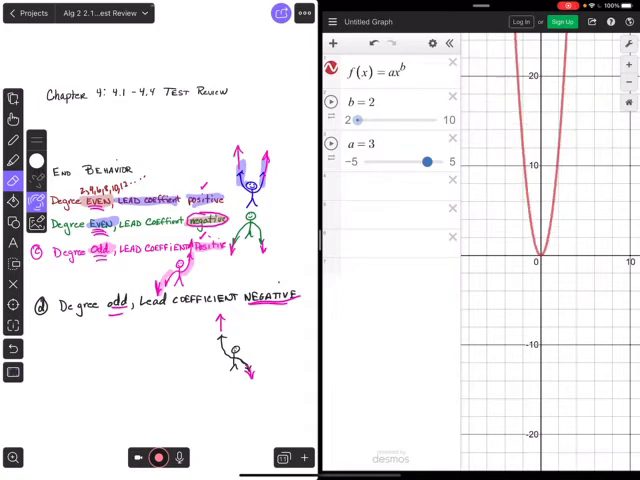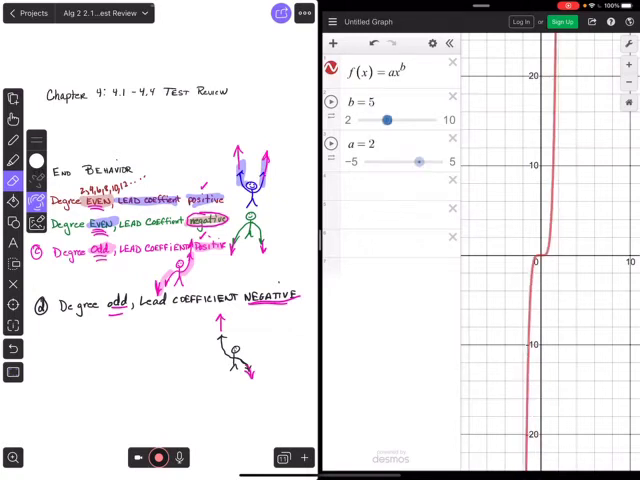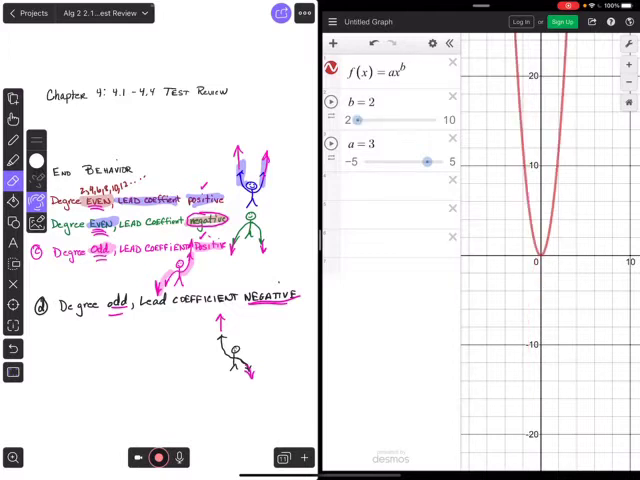Okay, so as long as a is positive, both the ends go up. Doesn't matter. Oops, gotta make sure my exponent is even. Now, so ends go in the same direction when my exponent is a nice even number. Let's do some negative a values. So I'm going to lower it now.